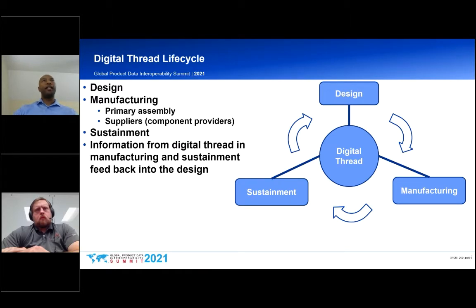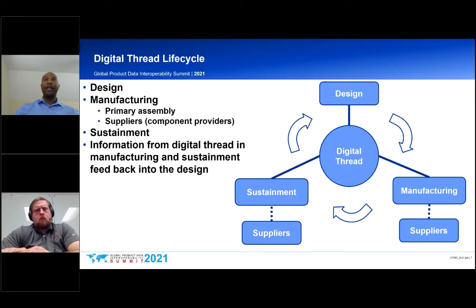So the digital thread life cycle, generally it begins with design. All of that information we discussed goes into the digital thread. It continues into manufacturing, over into sustainment, and then it's not just manufacturing information, it's also sustainment information that feeds back into that design.